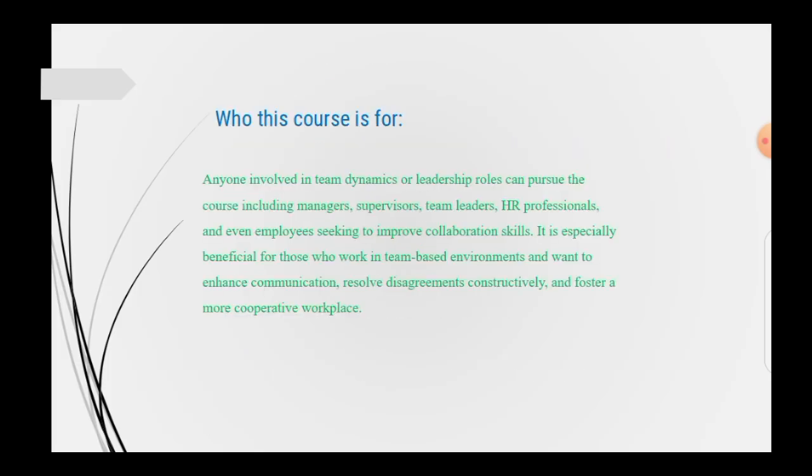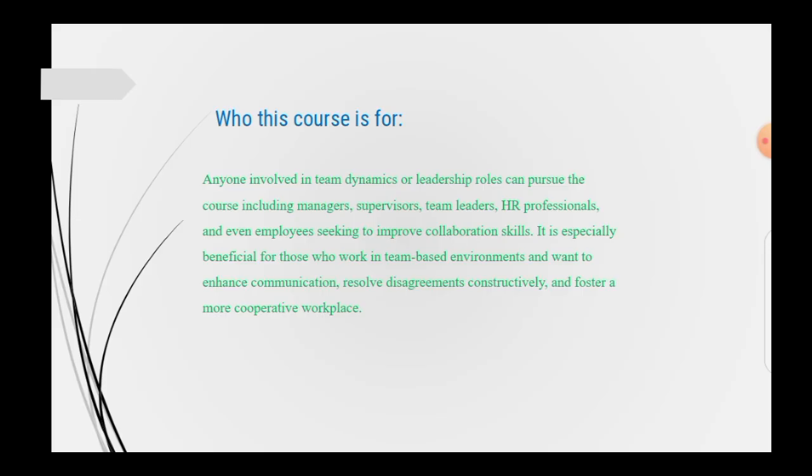Who is this course for? Anyone involved in team dynamics or leadership roles can pursue the course, including managers, supervisors, team leaders, HR professionals, and even employees seeking to improve collaboration skills. It is especially beneficial for those who work in team-based environments and want to enhance communication, resolve disagreements constructively, and foster a more cooperative workplace.